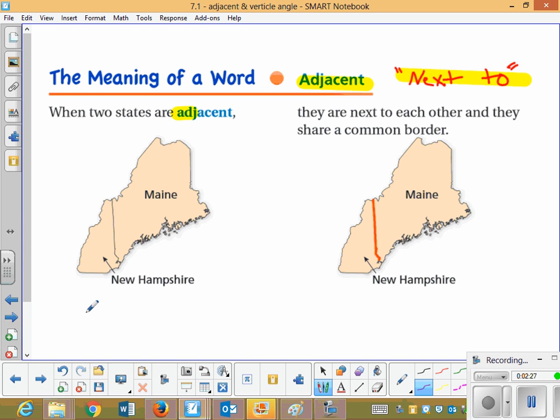Now, an easy way you can remember the word adjacent, think about the states. The state Maine and the state New Hampshire. They have a borderline right here, and this borderline means that they are adjacent. Maine is next to New Hampshire. So when you hear the word adjacent, it means next to. So that's an easy way you can remember what adjacent is. They share the same common border.